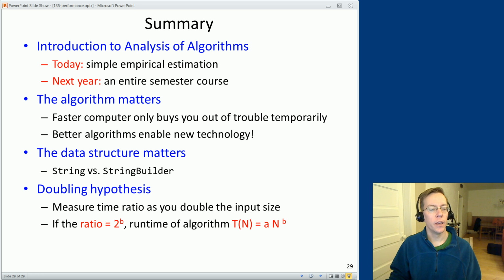And then finally, the main takeaway on this lecture is also the doubling hypothesis. And so you should be familiar with this procedure. You double the size, you time it, and then you compute this ratio, and the ratio gives you this exponent b, and then you can just plug in and do some algebra to solve for the constant a.